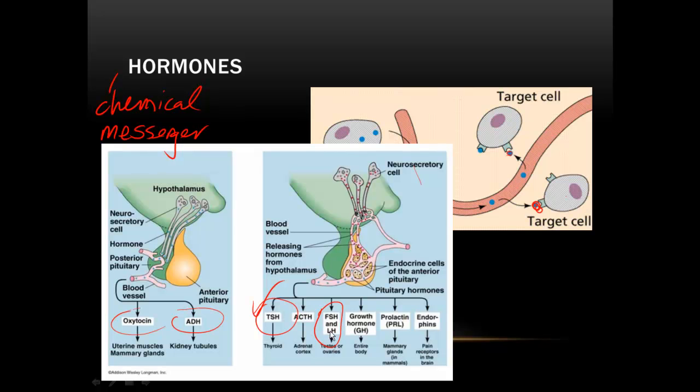FSH and LH are going to be the reproductive growth hormones. We have just heard about them; we don't need to know them specifically, and we will not talk about these. What will become confusing is to be absolutely certain that the posterior pituitary releases these two, and the anterior pituitary releases these ones.